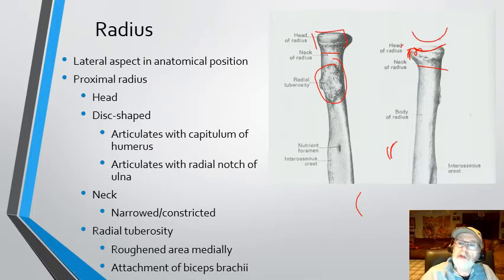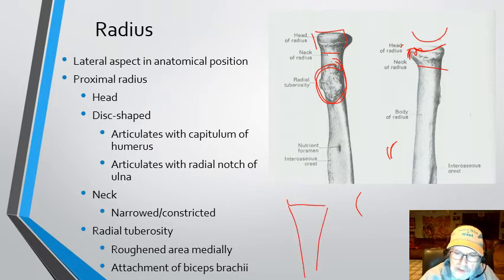Now, let me just mention something about the radial and the ulnar tuberosity. Let me just draw an ulna here. An ulna is wide proximally and gets narrow, and a radius is narrow proximally and gets wider distally. So right here is going to be the area of the radial tuberosity, and right here would be the area of the ulnar tuberosity. Now, why is this important?